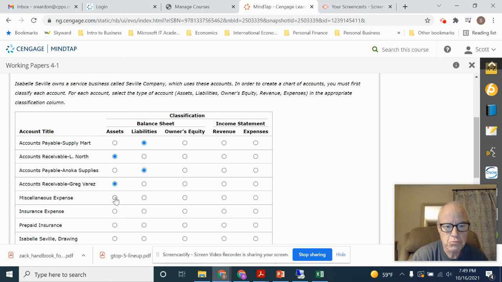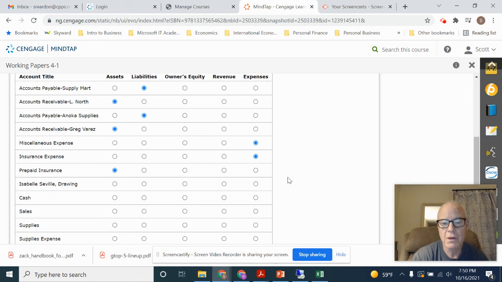Miscellaneous expense. Well, I think you can see that's going to be on the income statement as an expense. Insurance expense. Again, we're talking about insurance that we've used up during a period as opposed to something that's prepaid. We'll get more into that in chapter 5. That definitely is going to fall as an expense on the income statement. But prepaid insurance is insurance we haven't used up yet. It still has maybe several months of value. So we're going to record that as an asset. We'll talk later on also about something called the matching principle during a particular accounting period.